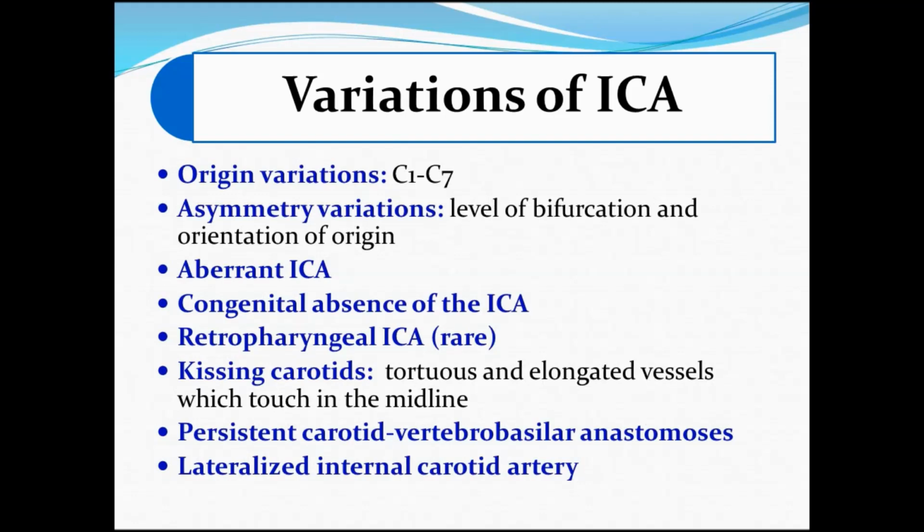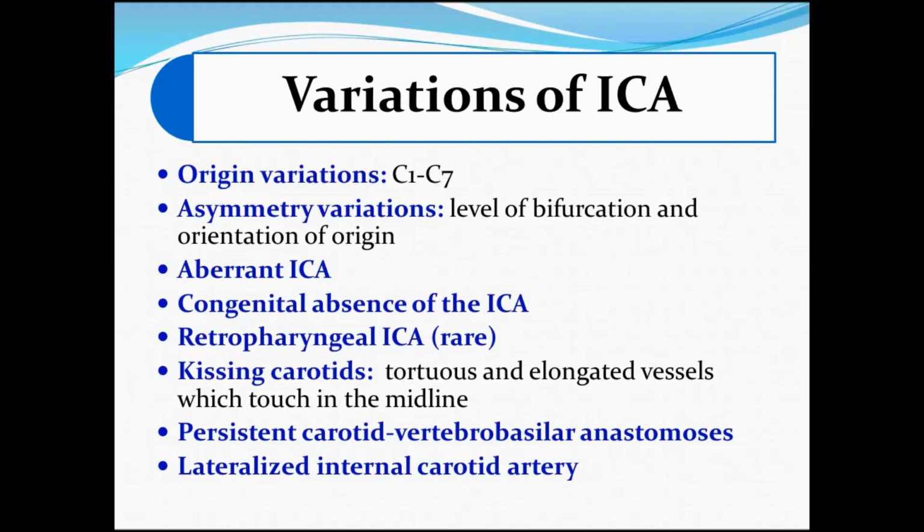There are some variations of the internal carotid artery. We talked about the origin variations. So normally it's originating between C3 and C5, but it could be originating between C1 to C7. Other variations include the asymmetry variation, in which the level of bifurcation and orientation of the origin is different between the two sides of the internal carotid artery.